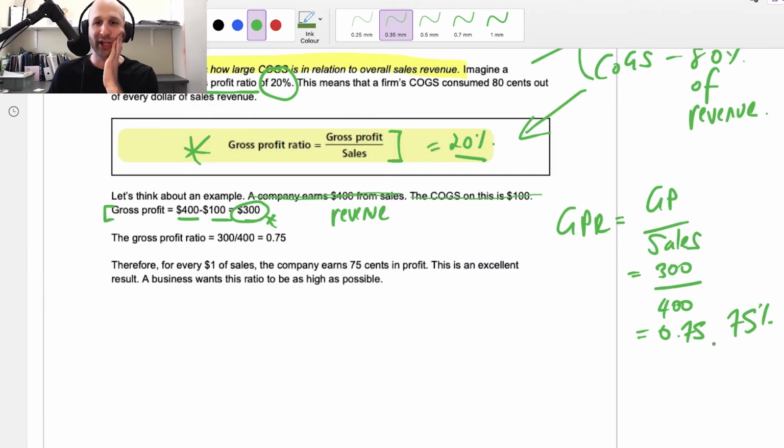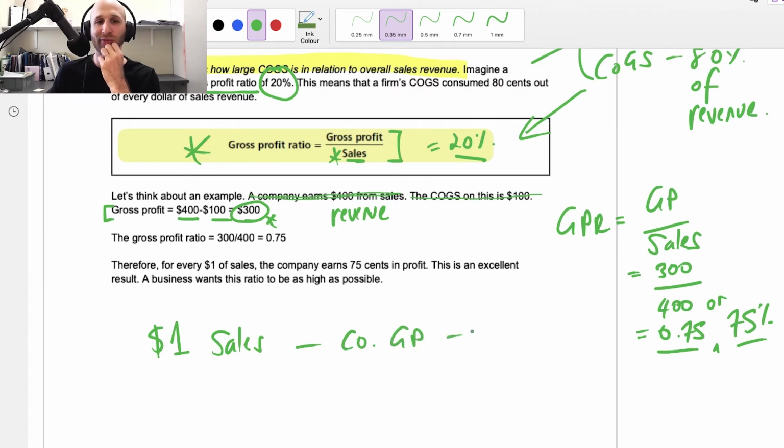So the gross profit ratio is 0.75 or 75%. What we're saying is that for every $1 of sales that's earned, the company receives gross profit of 75 cents. That's pretty good. It's definitely not 20%.